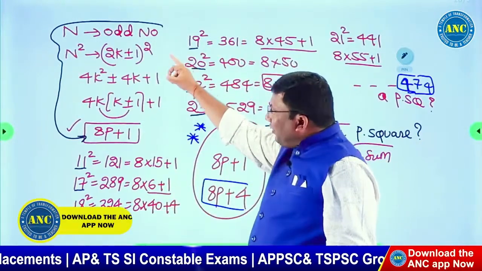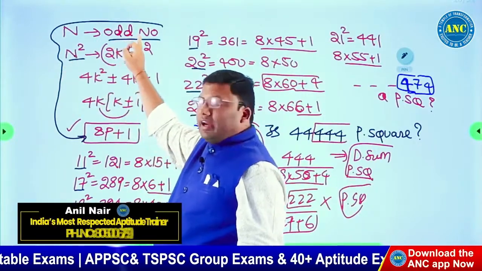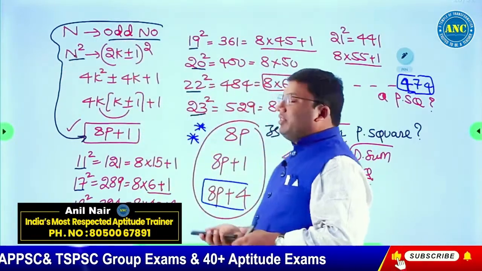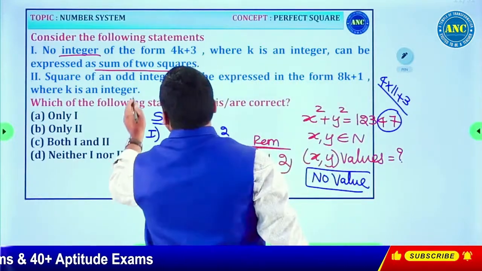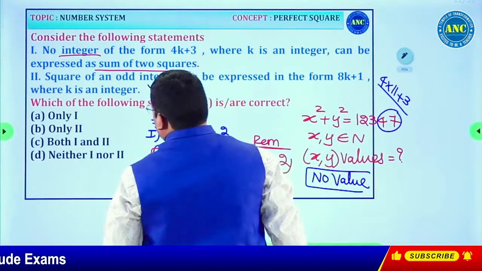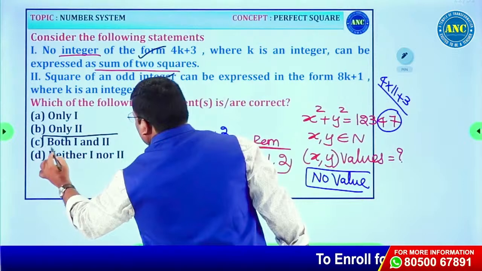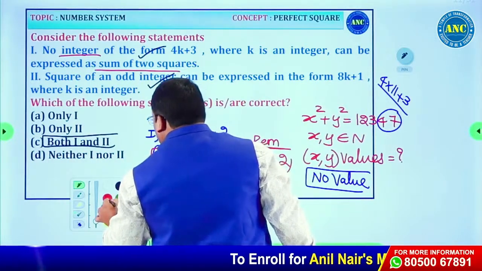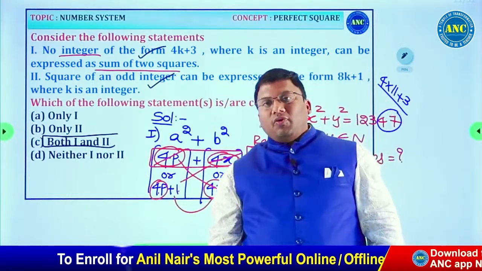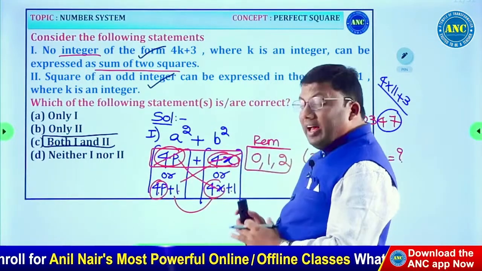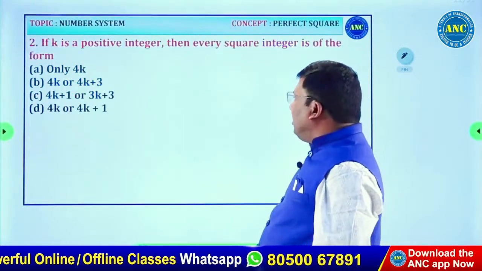The square of an odd integer is always of the form 8 into something plus 1. Can it be written as 8 into something plus 1? Yes. First statement is right. Second statement is right. The answer for this question is both 1 and 2 are right. I hope the idea is clear. This is how I want you to understand the concept.